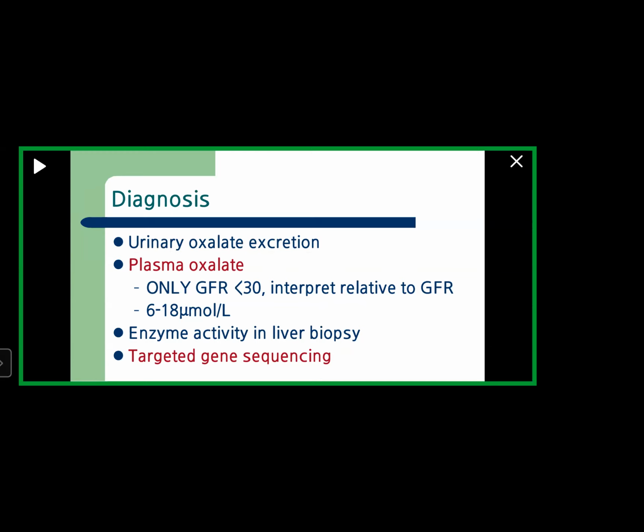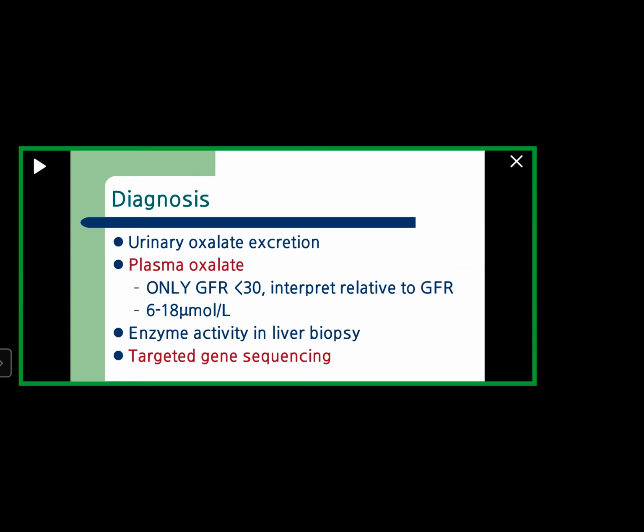The third issue is that there is a wide variation in the cutoff. Values have been reported ranging between 6 to 18 micromole per liter as cutoff levels for plasma oxalate. I think you've got my feeling that this is not a very nice test to do.